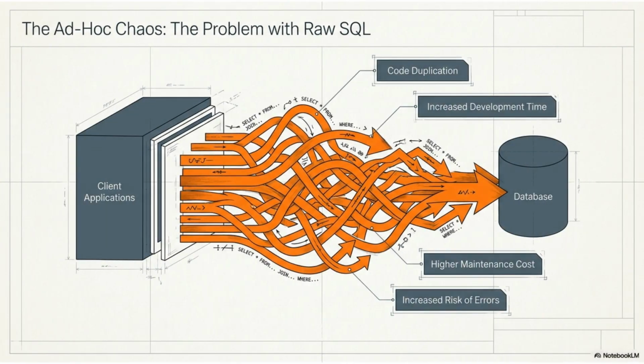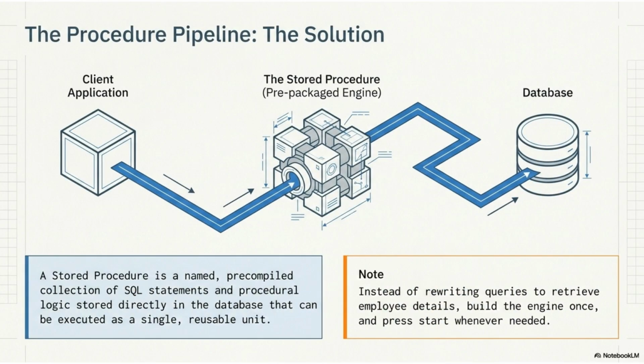Relying on raw, ad hoc SQL queries often leads to chaos. Issues like code duplication, increased development time, higher maintenance costs, and a greater risk of errors can quickly compromise your database infrastructure. The solution is the procedure pipeline. A stored procedure is a pre-compiled collection of SQL statements and procedural logic. Think of it as building an engine once and triggering it whenever you need it.